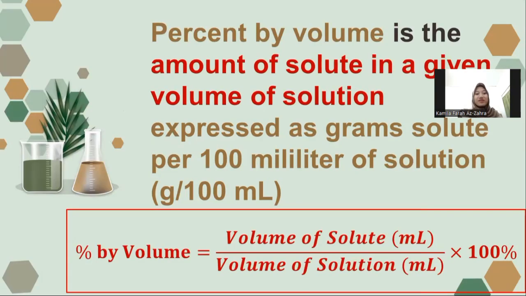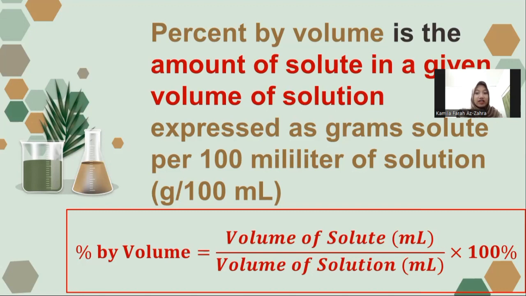So what is percent by volume? Percent by volume is the amount of solute in a given volume of solution. It is expressed as grams solute per 100 milliliters of solution, or grams per 100 milliliters.